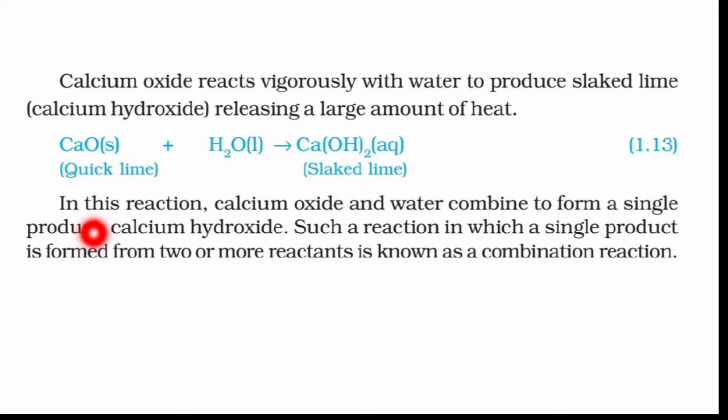In this reaction, calcium oxide and water combine to form a single product, that is calcium hydroxide. So this reaction is a combination reaction, because when two or more substances, elements or compounds combine to form one single product, that is a combination reaction. Such a reaction in which a single product is formed from two or more reactants is known as a combination reaction.